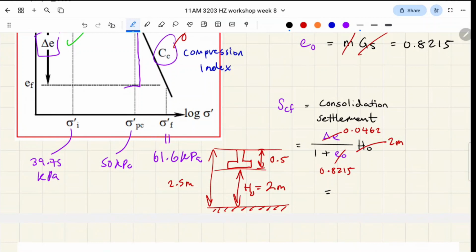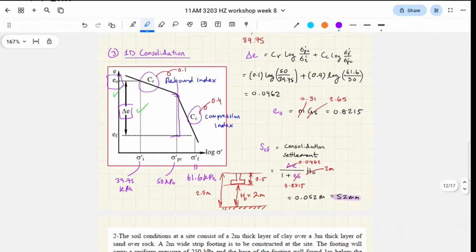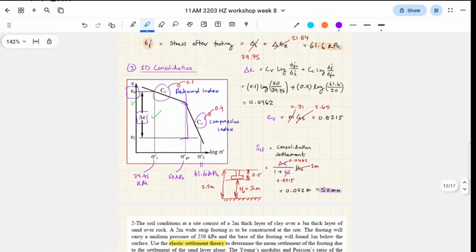So we get 0.025, and that's going to be in meters because we gave the formula in meters, so it's going to return meters. That's 52 millimeters. That's our answer. Does anyone have questions? Nope. Okay. We have 15 minutes left. We won't have time to do question 3.